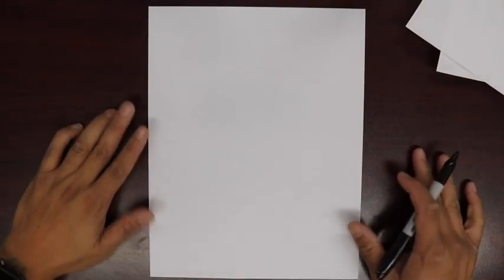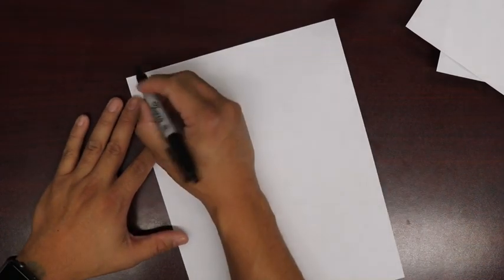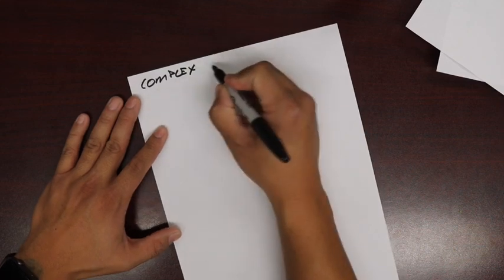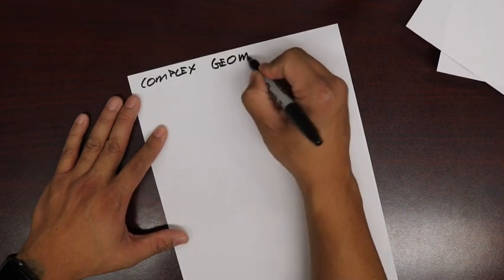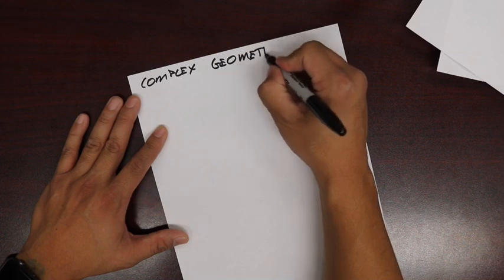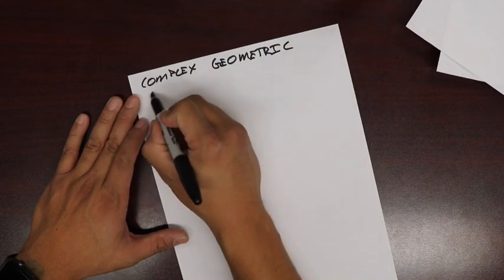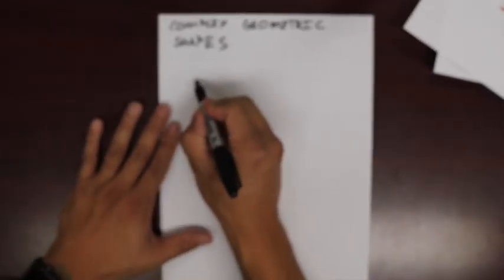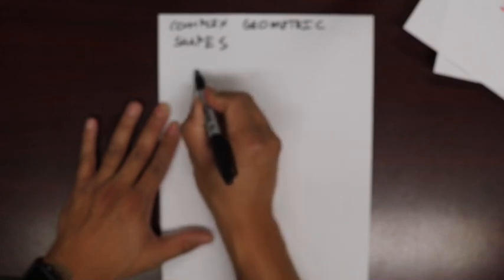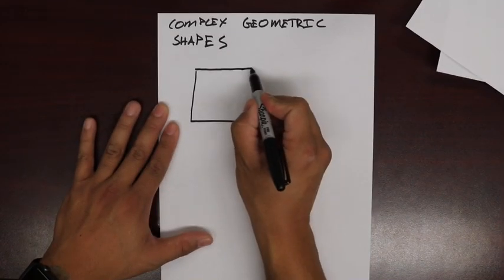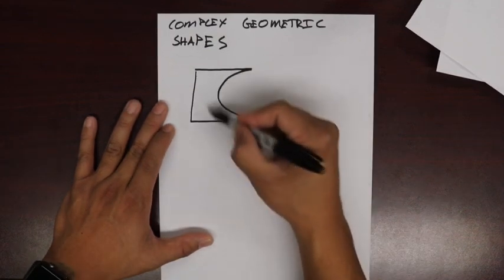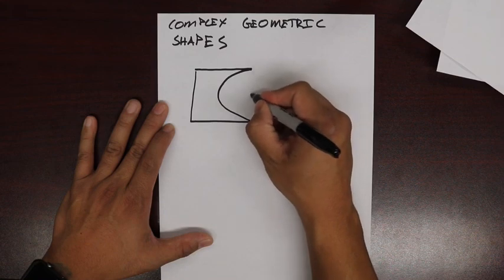Now for this next problem, what I want to look at is solving for complex geometric shapes. The first one we're going to do is a shape that's a square, and then we're going to assume that this is a perfect circle, although it doesn't look like it.